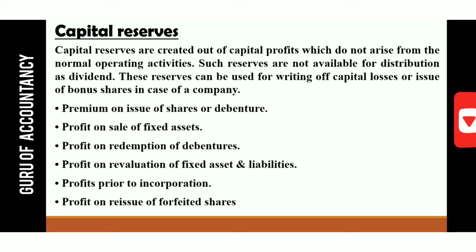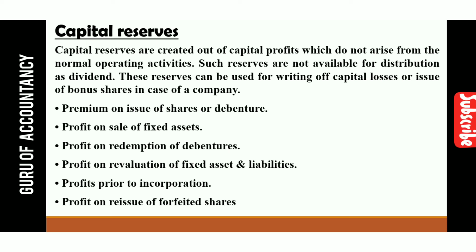In addition to the normal profit, capital profit is also earned in the business from many sources. The reserves created out of such capital profit are known as capital reserve. Such reserves generally are not available for distribution in cash dividend among the shareholders. Profit received from different sources results in capital profit. So say for example, premium on issue of shares or debenture. When shares or debentures are issued at premium, the premium amount is capital profit. Say for example, face value of share is 10 rupees and the company sells it for 15 rupees. So per share 5 rupees received extra is a premium, and that is capital profit.